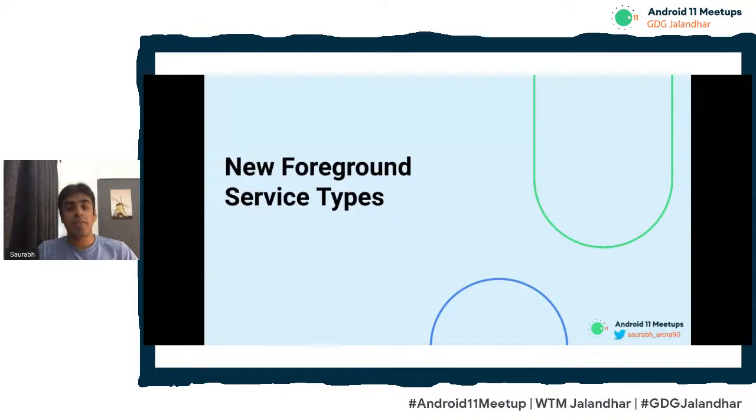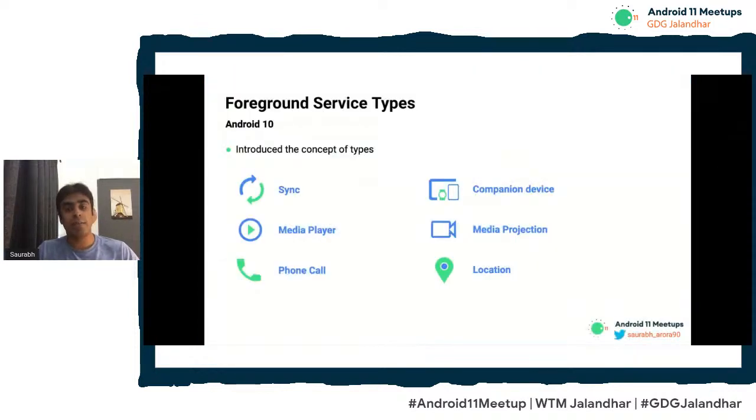Next up, let's look at the new foreground services that have been added in Android 11. So Android 10 had actually first introduced the concept of foreground service types. What this meant is, if you're running a service in the foreground, a service which is displaying a notification to the user, you could access users' private information inside that service as long as you explicitly declared your intention in the app's manifest to do so. So it had introduced foreground service types for, let's say, syncing, media player, phone calls, media projection, location, etc.